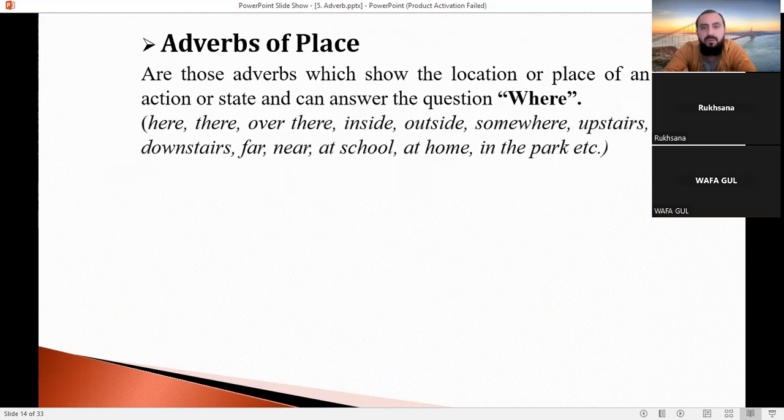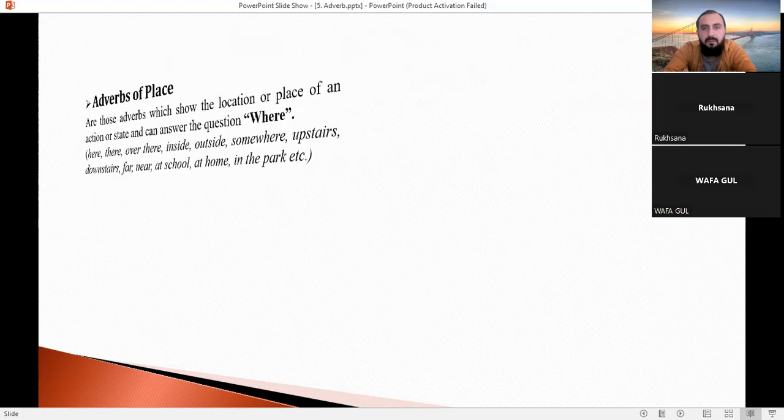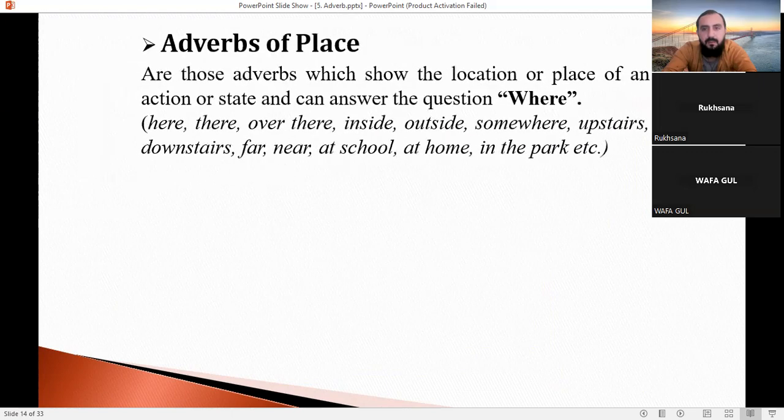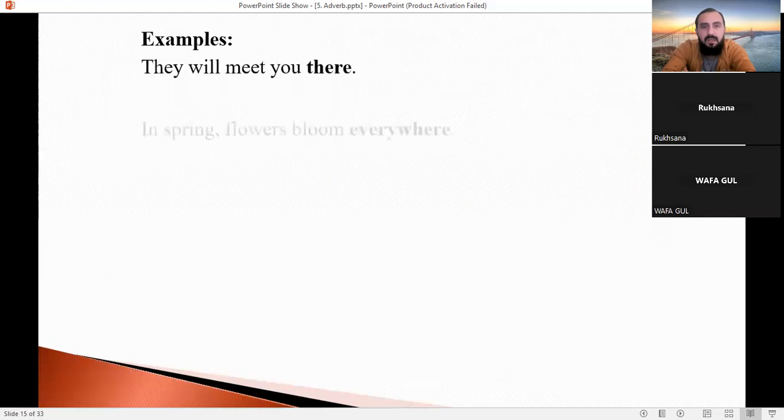Okay, adverbs of place now. Ms. Roxana, kindly read it. Adverbs of place are those adverbs which show the location or place of an action or state and can answer the question where. Here, there, over there, inside, outside, somewhere, upstairs, downstairs, far, near, at school, at home, in the park, etc. These are adverbs of place and they answer the question where.